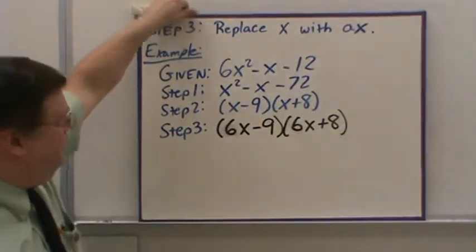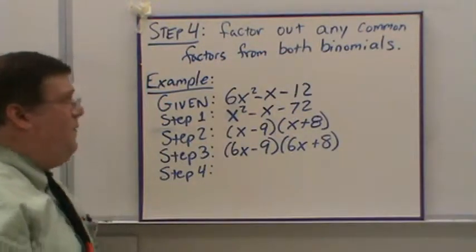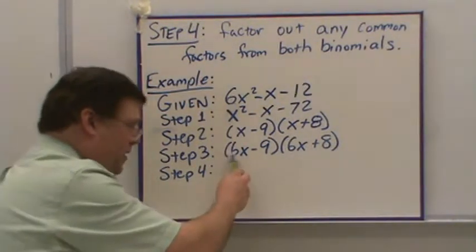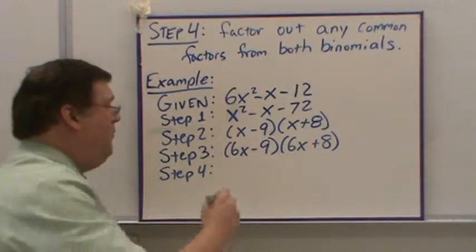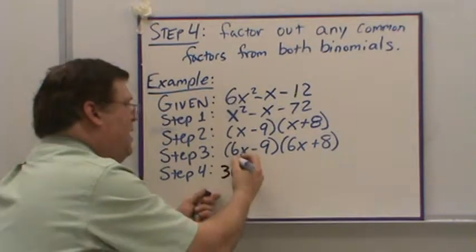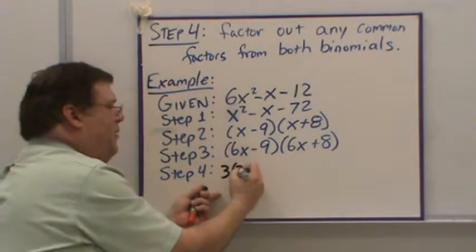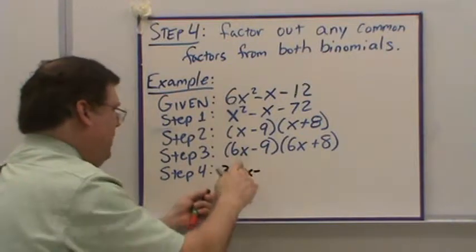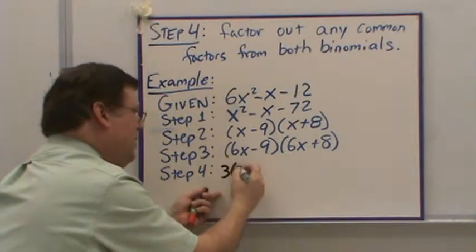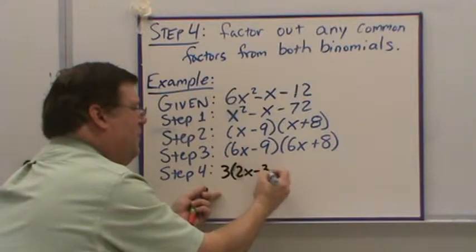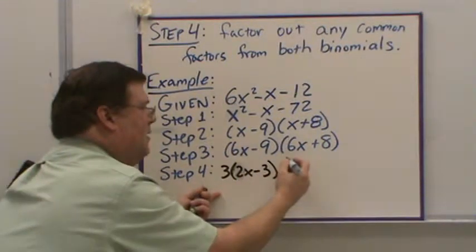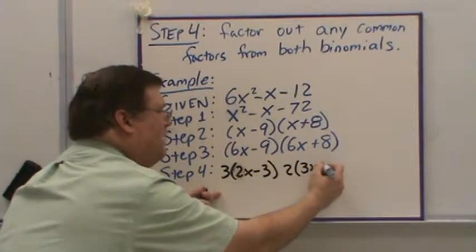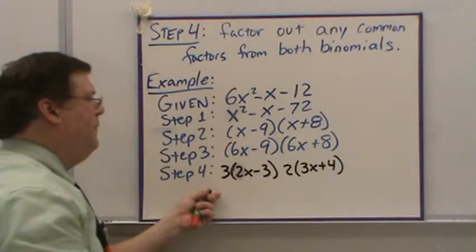Step 4, factor out any common factors from the binomials. Here I've got 6 and 9. There's a common factor there of 3. So when I factor that out, I'm going to divide both of these by 3. I get 3x minus, sorry, not 3x. 6 divided by 3 is 2, not 3. 9 divided by 3 gives me 3, so I get 2x minus 3. Here I would factor out a common factor of 2, which is going to give me 3x plus 4 over here.